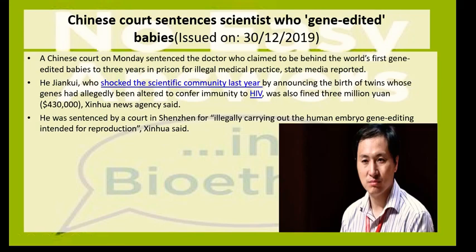Chinese court sentenced scientist who gene edited babies. It was a hot topic as the Chinese court on Monday sentenced the doctor who claimed to be behind the world's first gene edited babies to 3 years in prison for illegal medical practice, state media reports. He Jiankui, who shocked the scientific community last year by announcing the birth of twins who had allegedly been altered to confer immunity to HIV, was also fined 3 million yuan. It was the China news agency which said it. He was sentenced by a court in Shenzhen for illegally carrying out human embryo gene editing intended for reproduction.